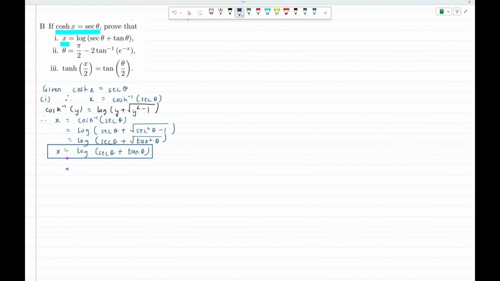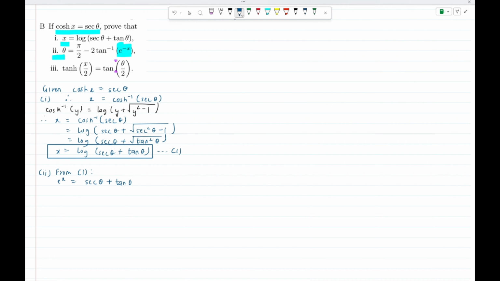Now, moving on to the second part. For the second part, we are looking out for a value of theta. Now, to give you a heads up for this, you will see that in the given question over here, you are interested in e raised to minus x. So, we have got x over here. So, if I call this as 1, from 1, I can take the exponent. So, I'll get e raised to x is equal to, and e raised to and log will nullify each other. We will get that this is equal to sec theta plus tan theta.